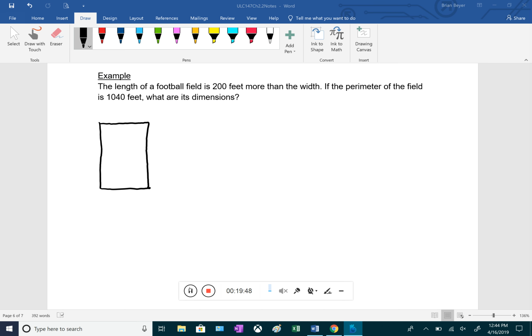So we have a rectangular football field here, and we can say that this is the width and this is the length. So this would also be the length, and this would also be the width. Because it's a rectangle, I'm just not going to write it. So we know that the length is 200 more than the width. So we could actually rewrite the length as 200 plus w.